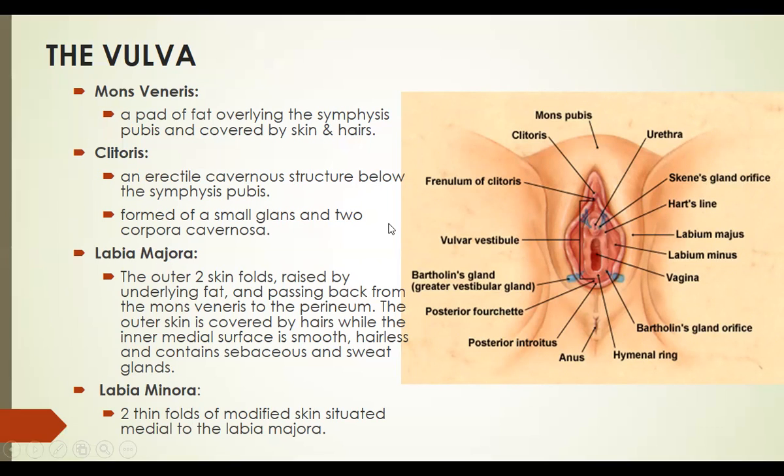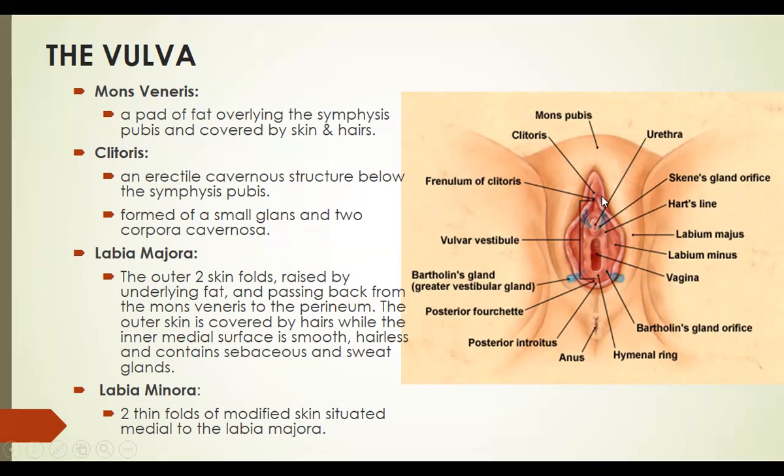Then we have the labia majora and minora. If you see around, there is a thick pad of fat covered again by the skin. This is called the labia majus or labia majora. The outer two skin folds are raised by the underlying fat and pass back from the mons veneris to the perineum. The outer skin is covered by hair, while the inner medial surface is smooth, hairless, and contains sebaceous and sweat glands. Inside, it will be hairless and will contain the sebaceous and sweat glands.